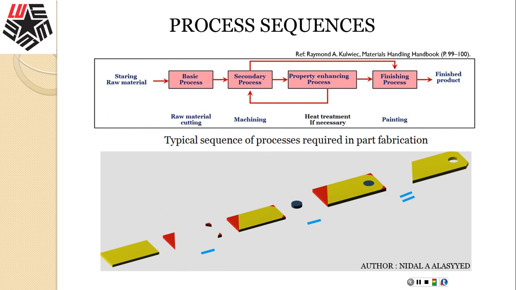I have basically started with some raw material. I applied the raw material cutting, then machining for the secondary process. It starts from a basic to machining, some heat treatments with property-enhancing processes, to finishing. That's the theoretical concept as referenced in the book by Raymond and Colwick, the Material Handling Handbook, pages 99-100. So basically I started with this raw material, as you see at the bottom, and had done some cutting and profile milling, and cut those red portions of the piece with a hole drilling, and ended up with this piece that I'm looking for in my design.